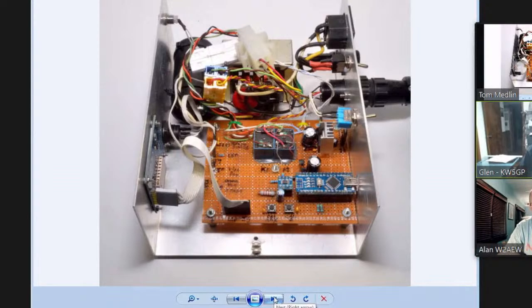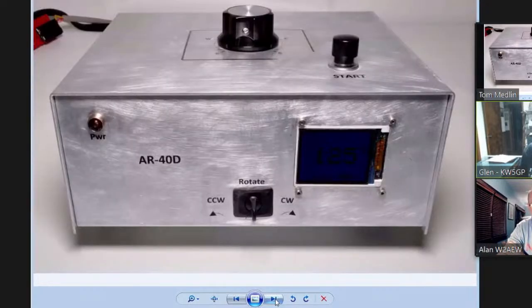That is the inside of an AR-40 built from scratch. The low-end CDE high-gain rotator controller. We took it and gave it Arduino control so that you can interface it with Ham Radio Deluxe and everything. And it actually operates the same as an AR-40 as well. So that's a standalone, and you can interface it to the computer.